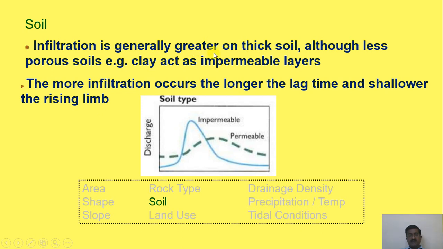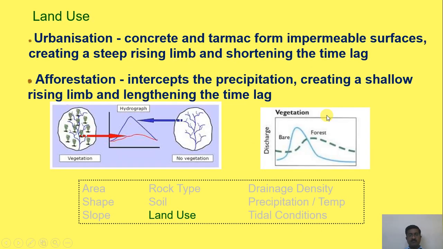Infiltration is generally greater on thick soil, although less porous soils, for example clay, act as an impermeable layer. The most infiltration occurs the longer the lag time and the shallower the rising limb. So on soil type again, if impermeable soil is there, you can say a steep rising limb will be there, but in permeable soil, you can say a shallow rising limb will be there. So soil type also is going to affect the nature of the hydrograph.